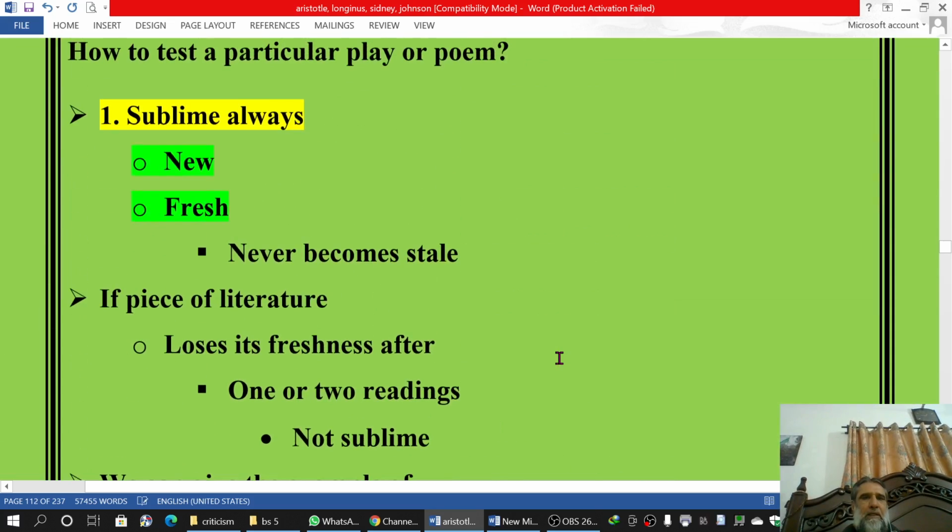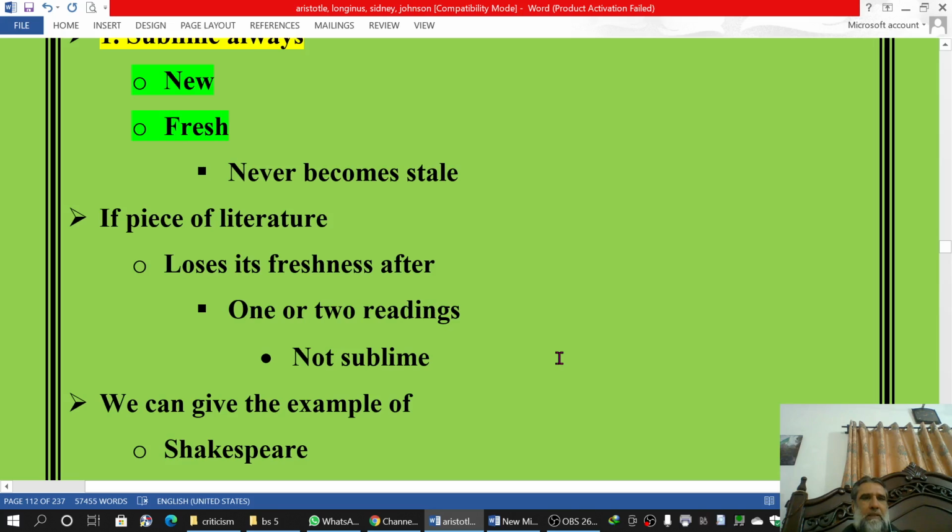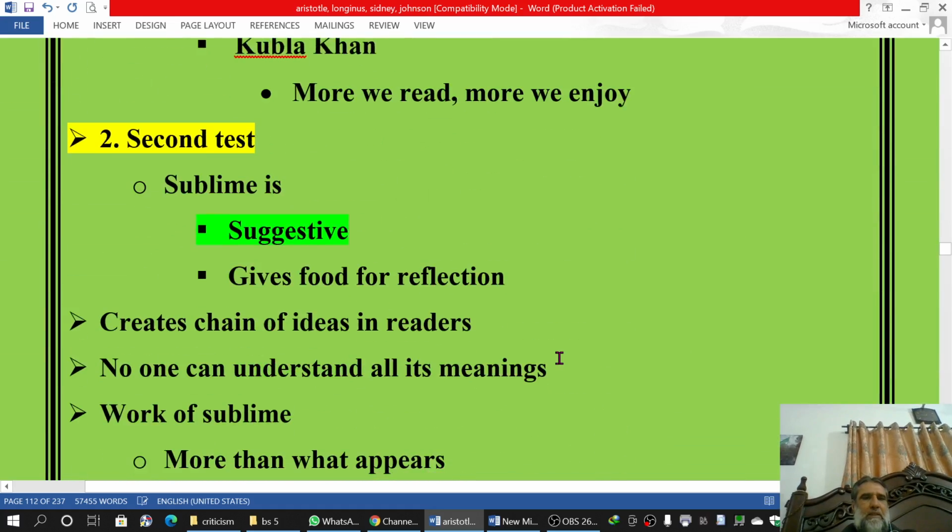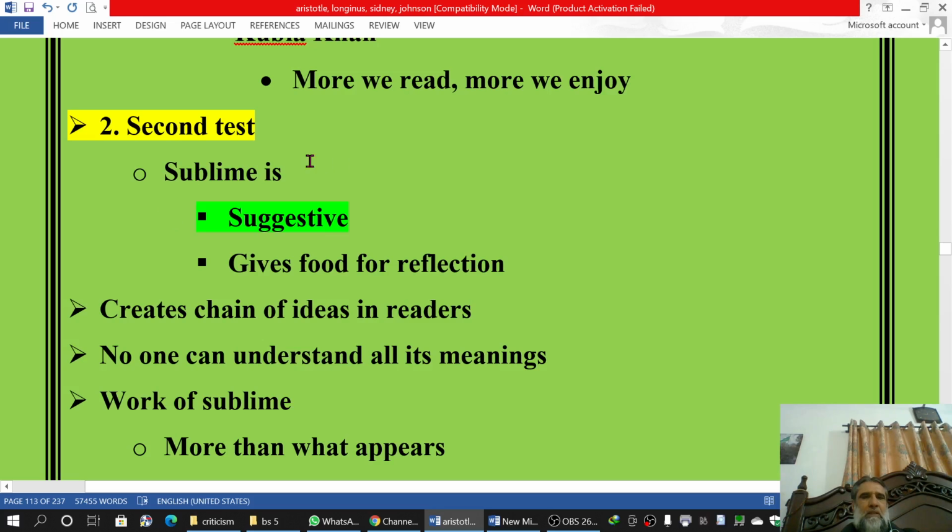That poem and play has sublimity in it, which remains new and fresh for all the times. The second test is that poem or play is sublime or has sublimity in it, which is highly suggestive. Now, suggestiveness is the best quality in poetry, and most of it in poetry, but this is the worst quality in prose, because in prose one must be crystal clear, while in poetry, suggestiveness is one of the best qualities.